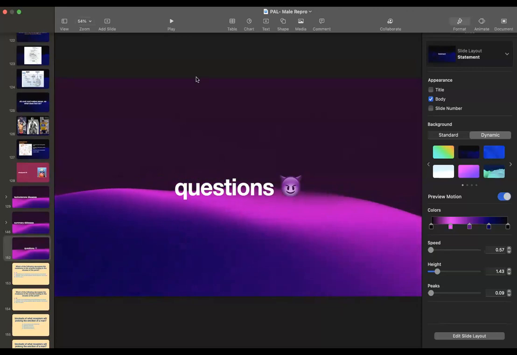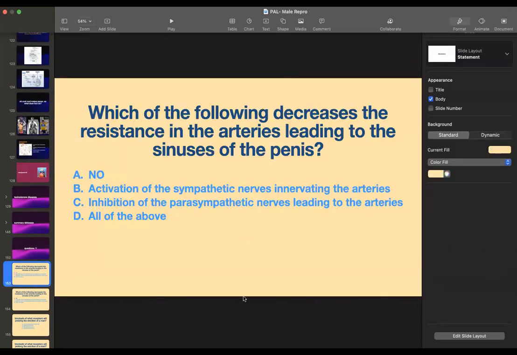Okay, perfect. So, question time. Question number 1. Which of the following decreases the resistance in the arteries leading to the sinuses of the penis? Is it nitrous oxide? Is it activation of the sympathetic nerves innervating the arteries, or is it inhibition of the parasympathetic nerves leading to the arteries? Or is it all of the above?